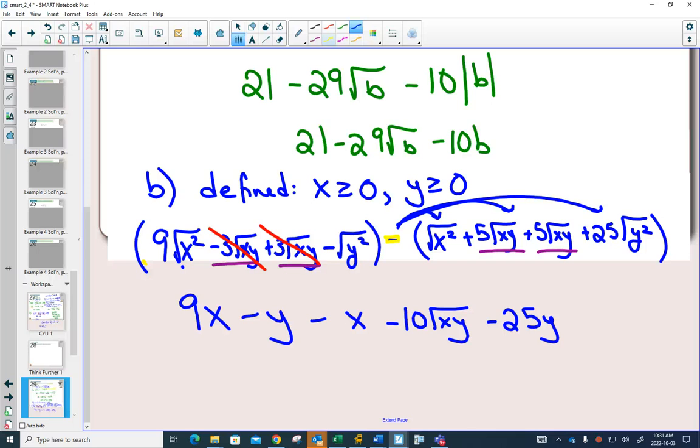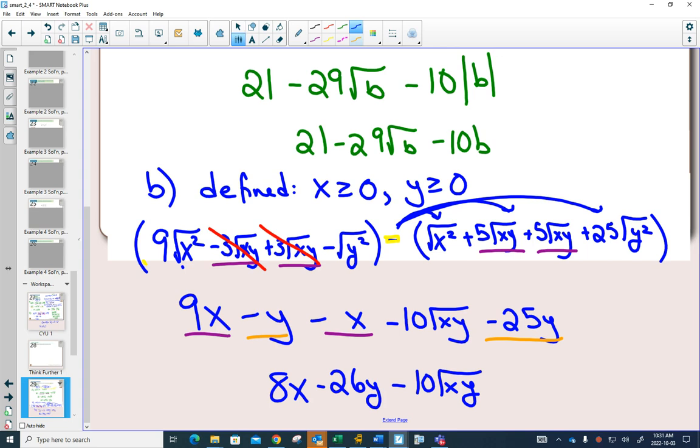Now, do we have any like terms? Yes, we do. These ones are like terms. These ones are like terms. So in the end, I get 9x minus x, 8x, negative y minus 25y, minus 26y, minus 10 root xy.